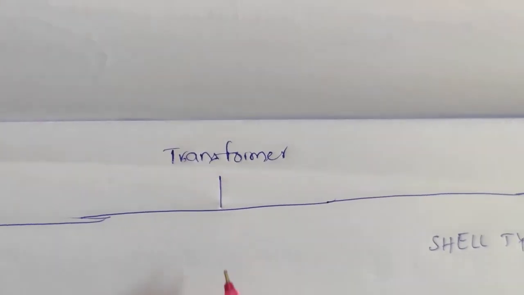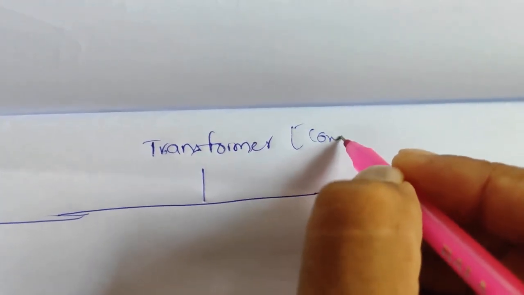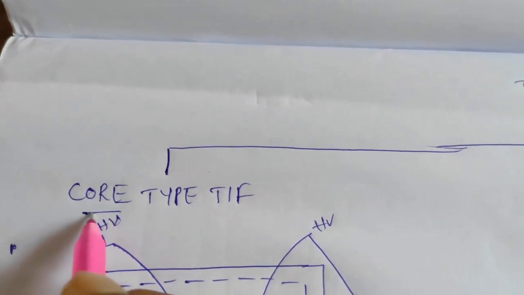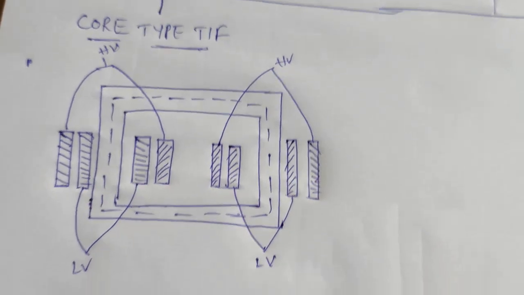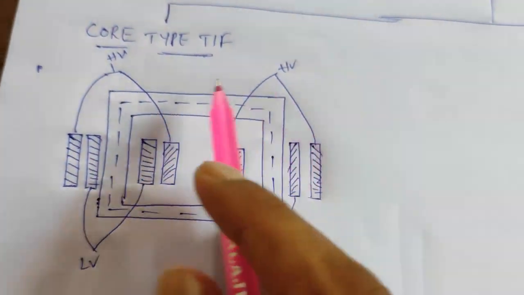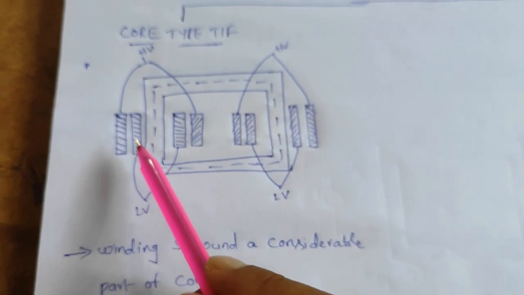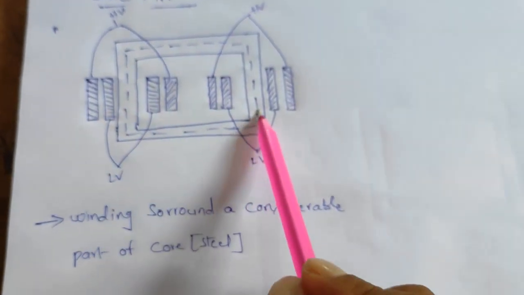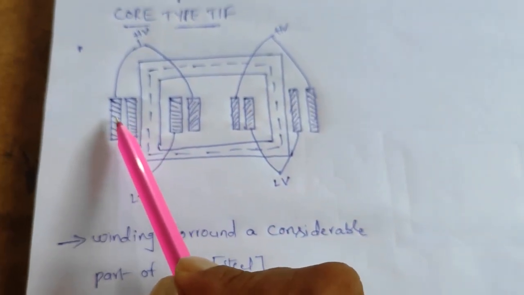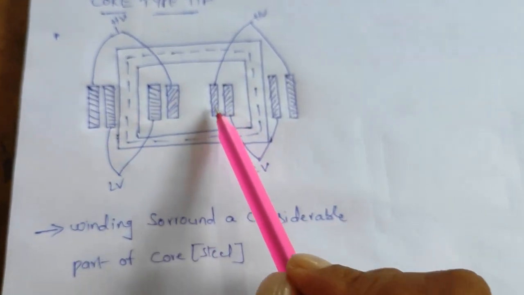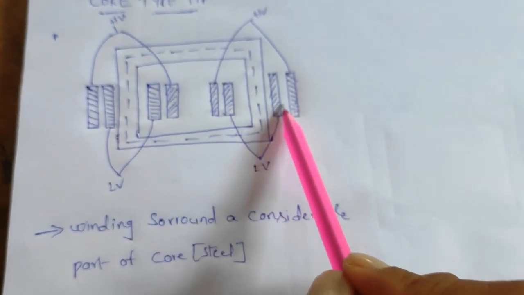Based on construction, a transformer can be divided into two types. The first one is the core type transformer. This is the figure of a core type transformer. We can define the core type transformer as one where the windings are surrounded by a core. These are the windings: HV winding, LV winding, LV winding and HV winding.